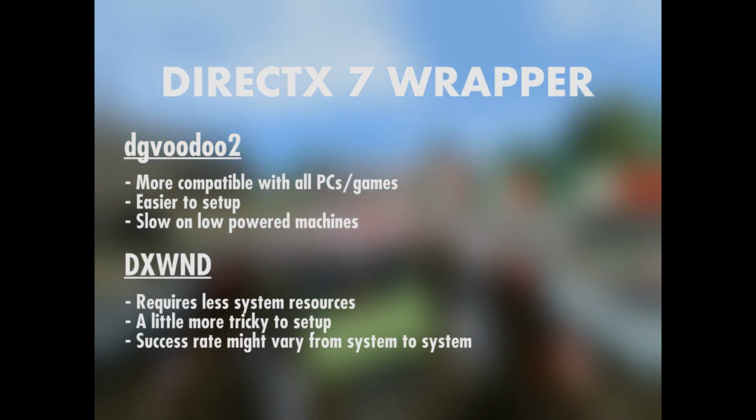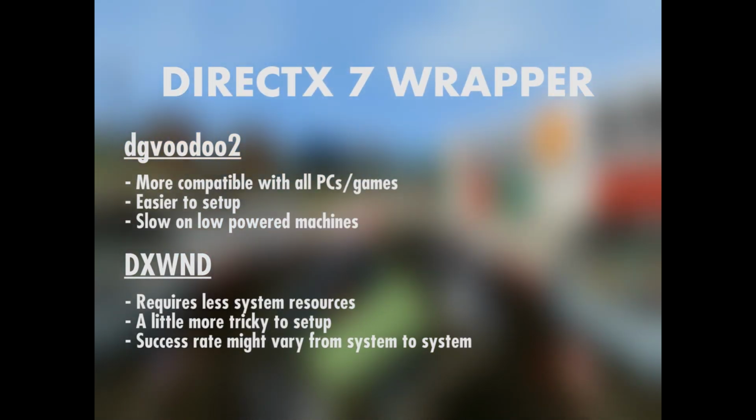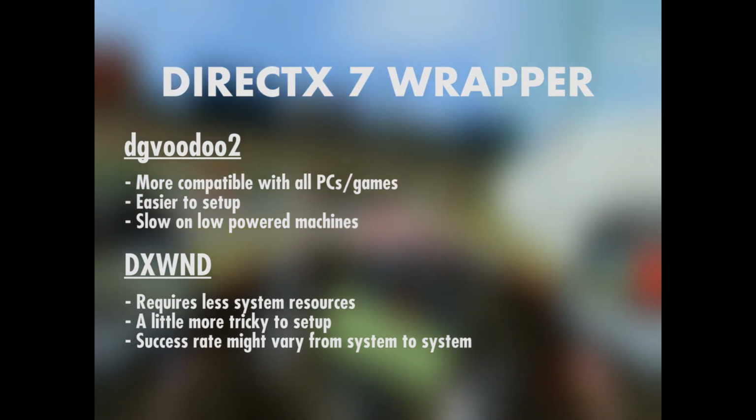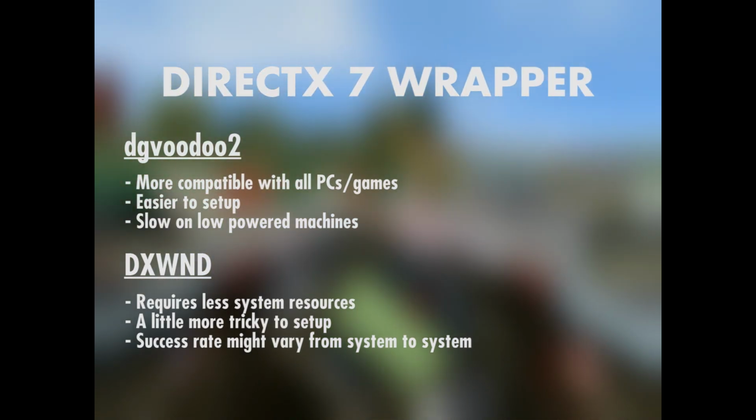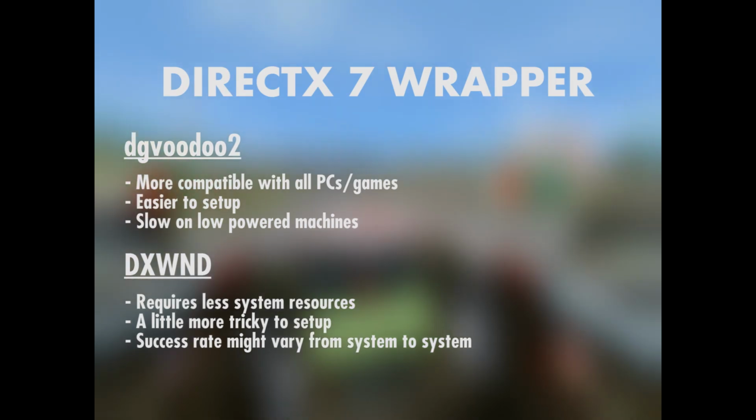Personally, I find dgwnd to be the more compatible option. It's slightly easier to set up, but you do require a faster PC to run it. If you're trying to run GP3 on a laptop or an older piece of hardware, then I recommend dxwnd instead.